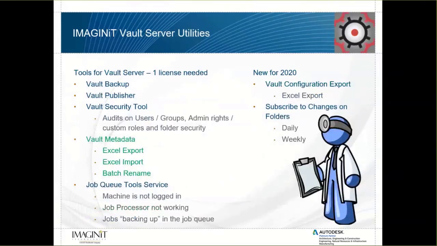On the Vault Server Utility side, the Vault Metadata tool is the one you want to be interested about to do Excel exports from your Vault system, as well as Excel imports of all your metadata. And there's also a batch rename tool there that can be kind of helpful in case you have duplicate names, which does tend to happen when you have a lot of PDFs and Word documents that aren't necessarily controlled the right way. So if you're trying to load in a lot of data and then rename it, it's actually a really quick way to do it.